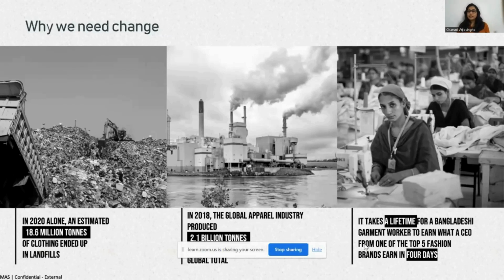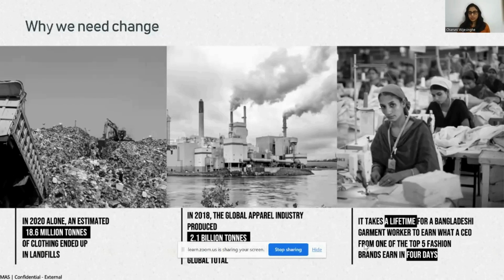So it requires around 2,700 liters of water to produce one cotton shirt, which is what a person would drink in 2.5 years. So we have identified that, as an industry, we need a change.